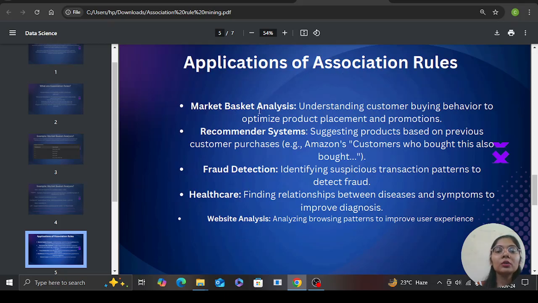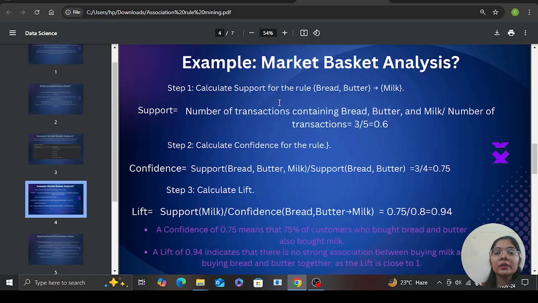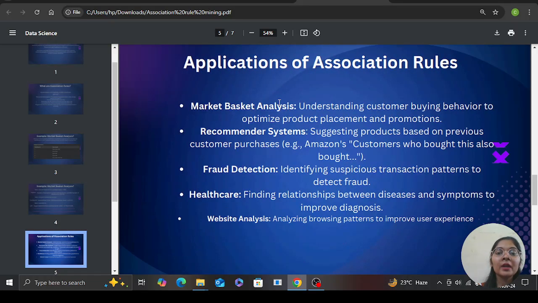There are some applications of association rule, as we have already seen that we applied association rule on our market based analysis. This was a market based analysis, and so this is the first application: understanding customer buying behavior to optimize product placement and promotions. This market-based analysis can be used for product placement and promotions.